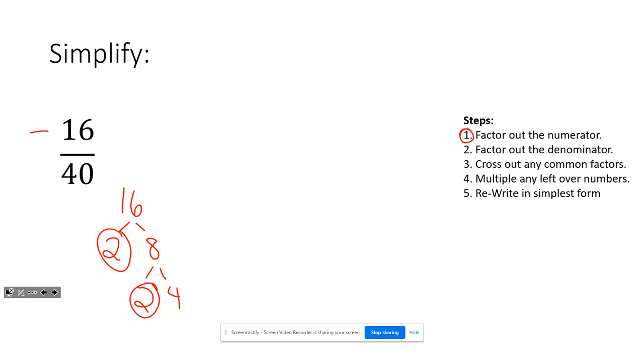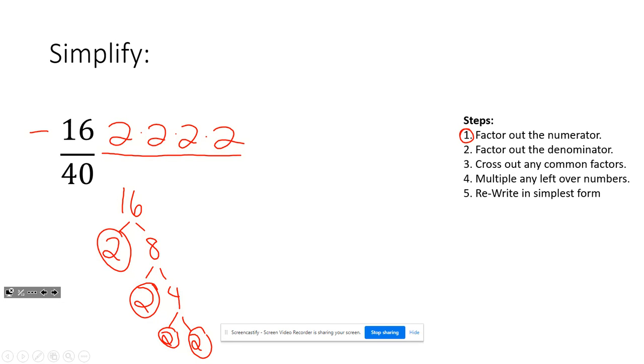4 is not a prime number, so we can still factor it out. What can we factor 4 out into? 2 times 2. Now that we have 16 all factored out, we know it's written as 2 times 2 times 2 times 2. How did I get that? The four 2's are the prime factorization for 16.